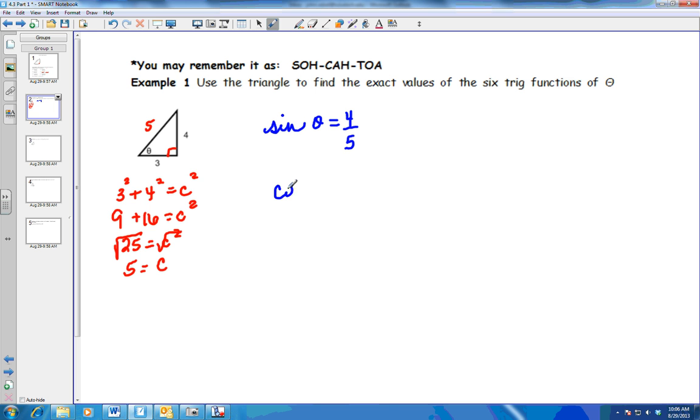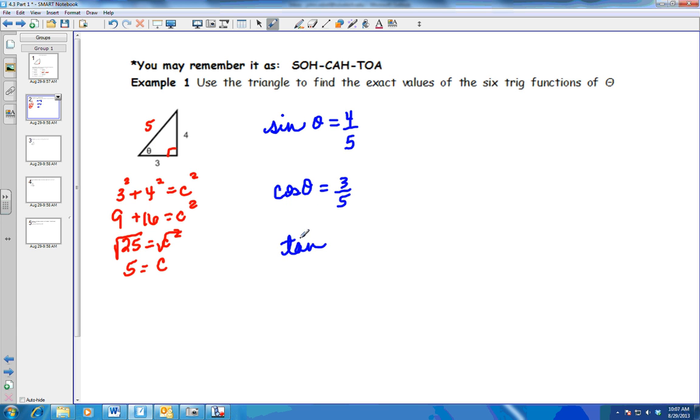Let's do cosine theta. So I'm looking at this angle still. Cosine theta is the adjacent side. Adjacent side is always touching my angle over hypotenuse. My hypotenuse is 5.